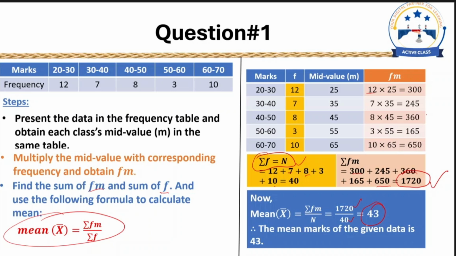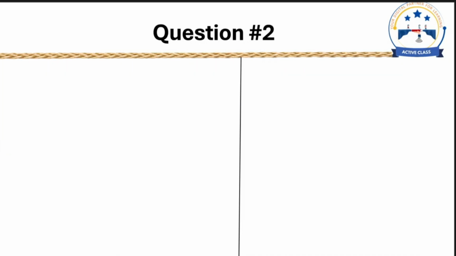I believe you understood the basic steps of calculating the mean of continuous data. First, we make the frequency table with mid-value. Second, we multiply the corresponding frequencies and mid-values. Finally, we add all the FM and all the F and use this formula. Let's move to some more numerical problems.